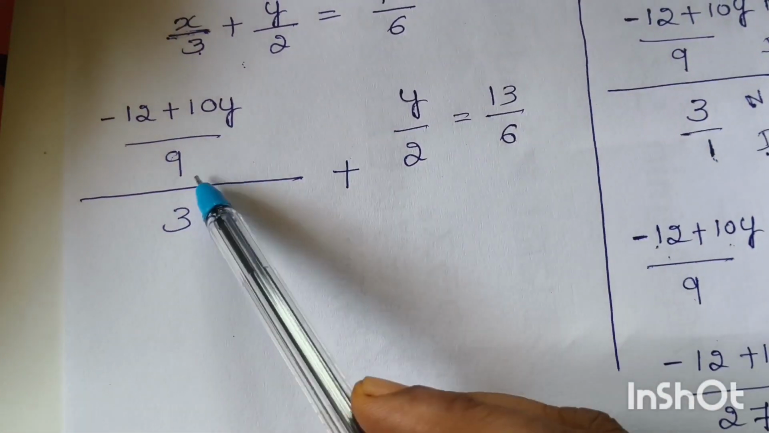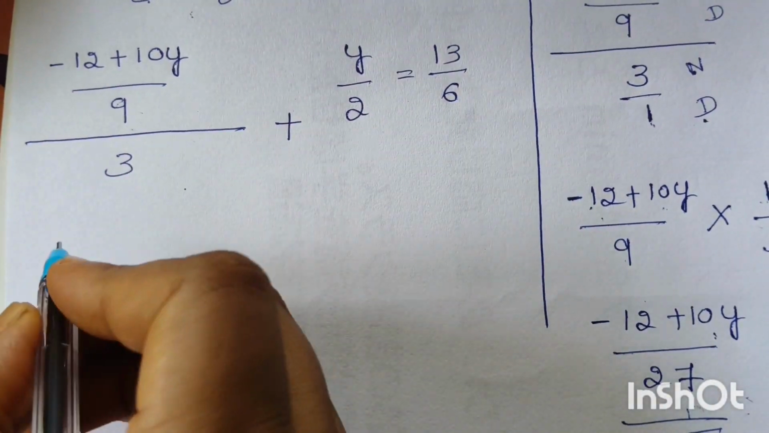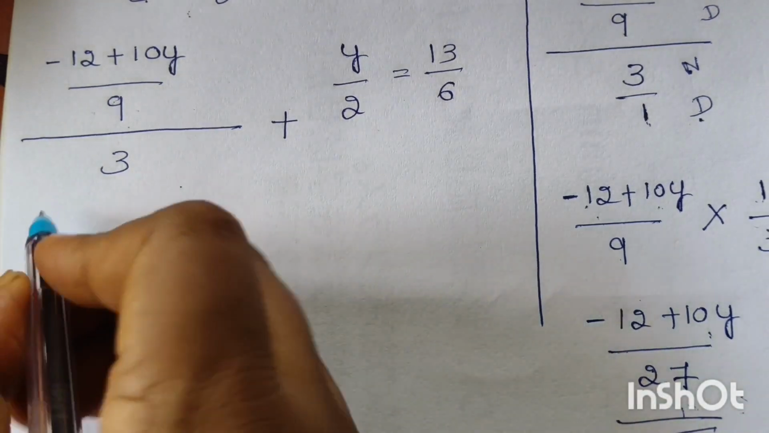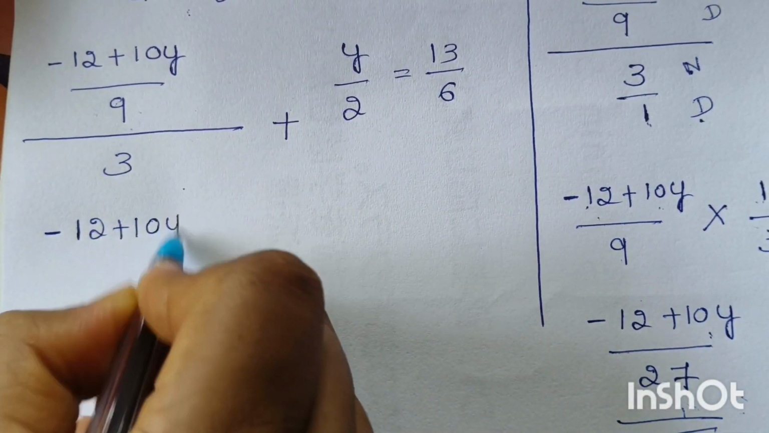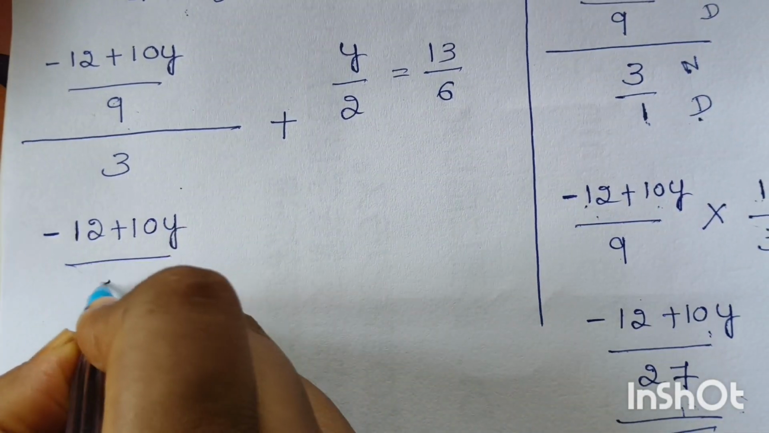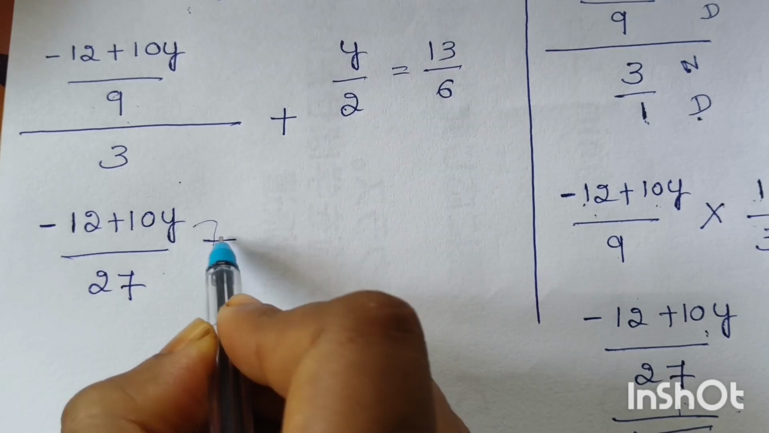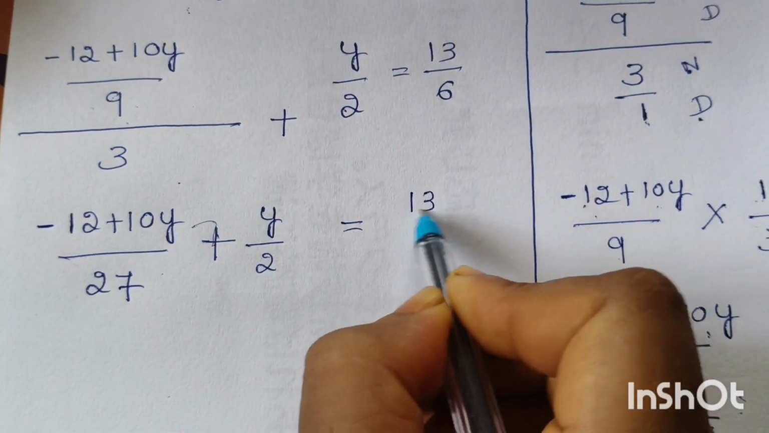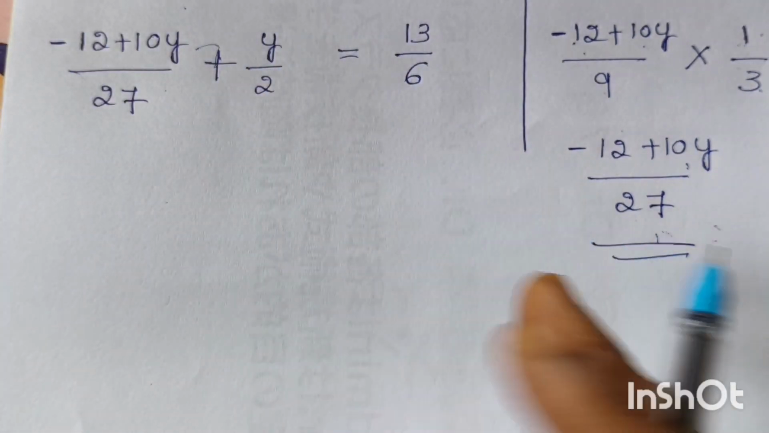So, in this place I will write minus 12. In this place I am going to write this, because it is the simplified term. Minus 12 plus 10y by 27 plus y by 2 is equal to 13 by 6. Now we have to simplify this.